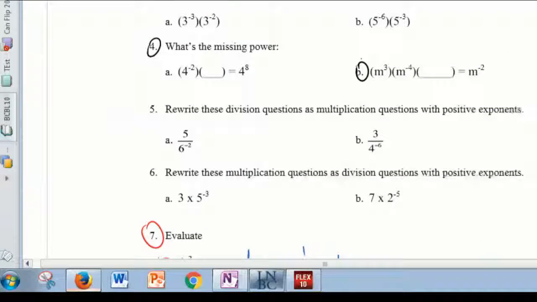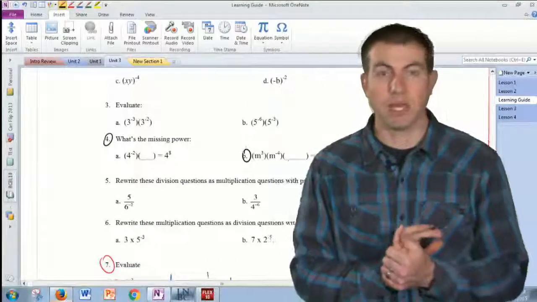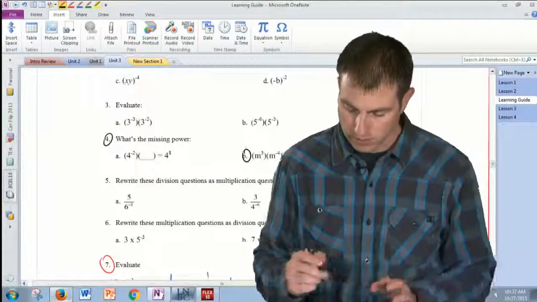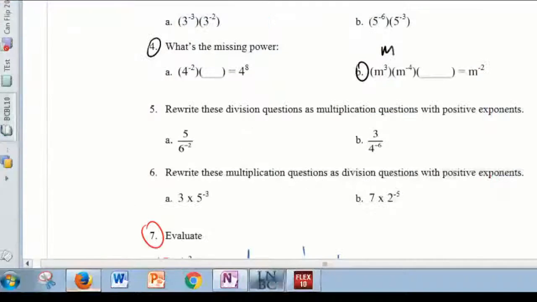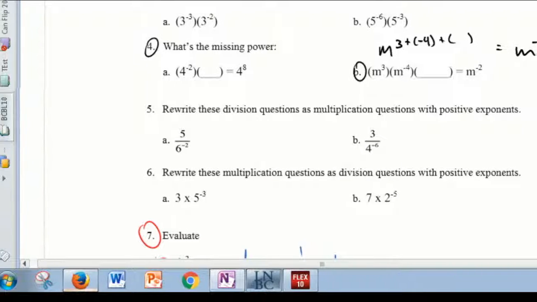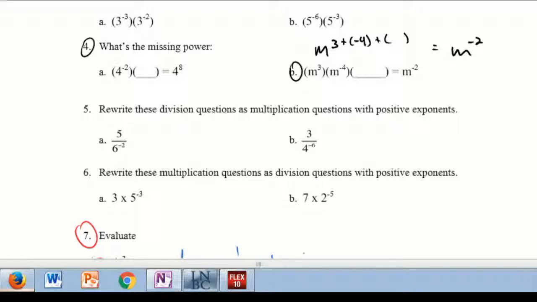So here's 4b on page 6. What's the missing power? This kind of refers back to our exponent laws. If we are multiplying with the same base, we add our exponents. So what this is really saying is m to the 3 plus negative 4 plus something equals m to the negative 2. Now the bases are all the same, so all we need to do is look at what the top was. So I had 3 plus negative 4 plus, we'll call it x, equals negative 2.